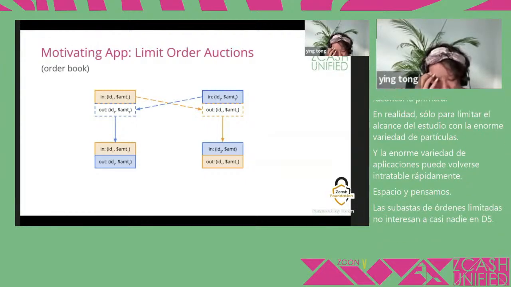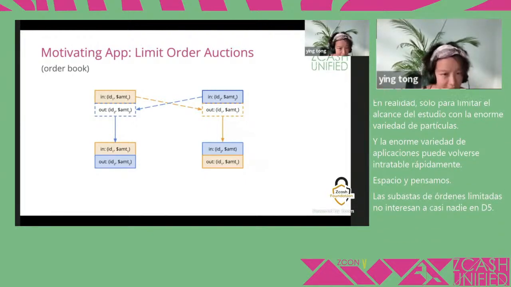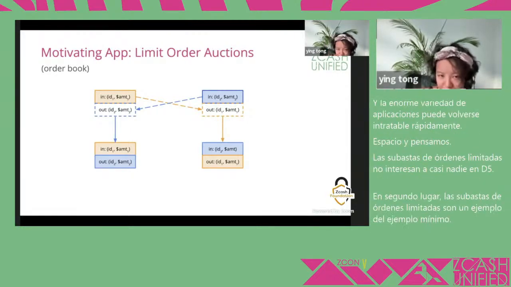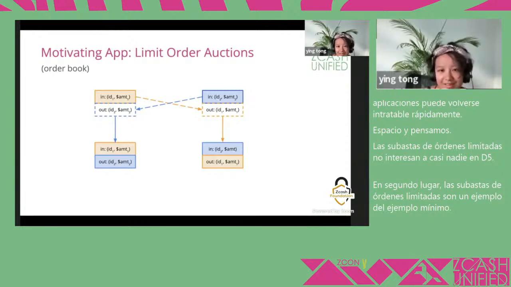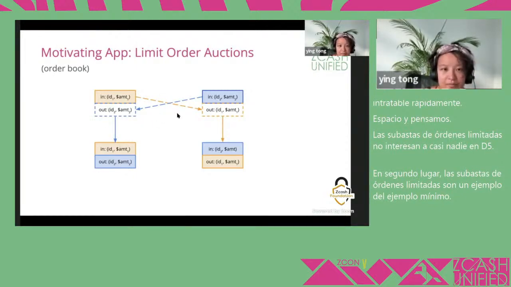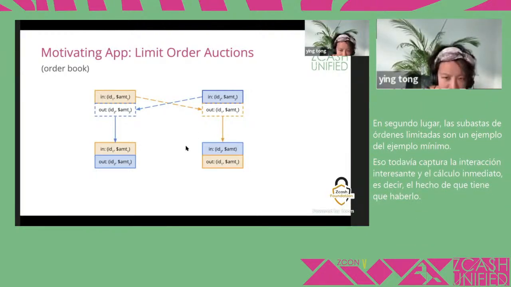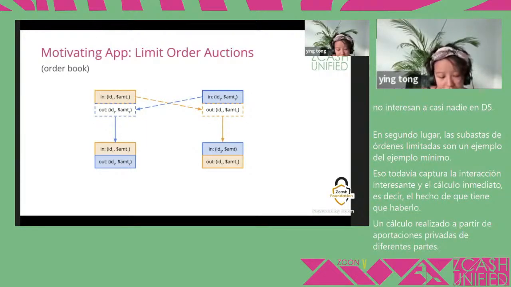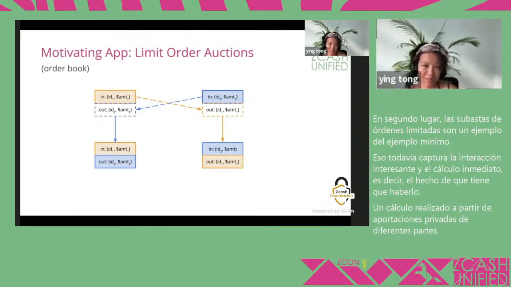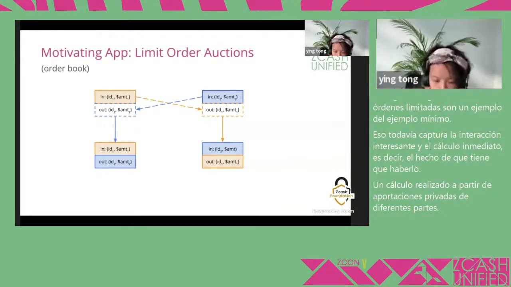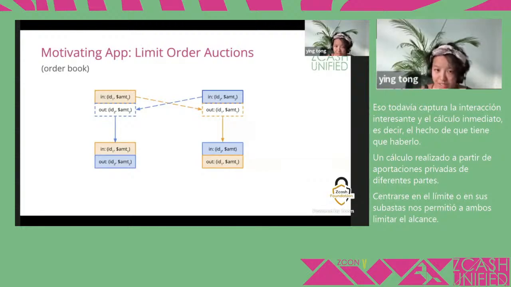And then secondly, limit order auctions are the minimal example that still captures the interaction that is interesting in mediated computation. Namely, the fact that there has to be a computation done over private inputs from different parties, and furthermore, that the result of this computation has to be atomic. Focusing on limit order auctions allowed us to both limit the scope of the study, but also zoom in on the actual interesting part of the mediated computation.